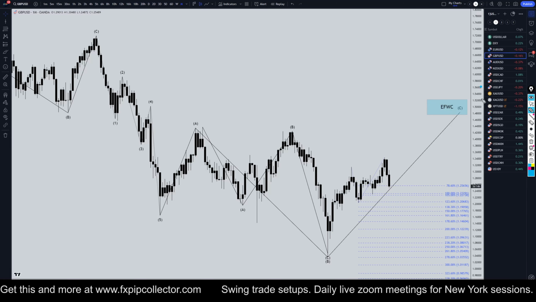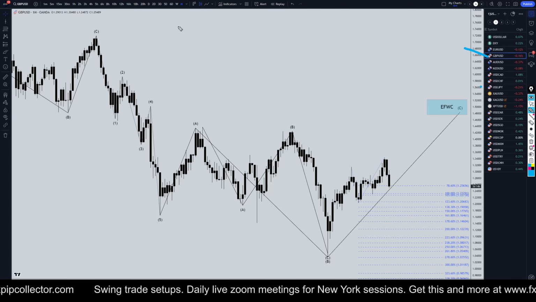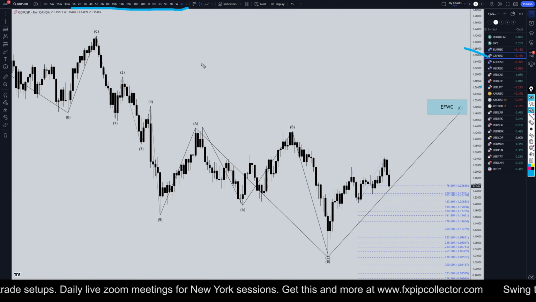Today is Tuesday, November 26th, and I'm going to be analyzing the pound US dollar, starting on the monthly, working my way all the way down to the 1 hour time frame for the full top-down analysis.